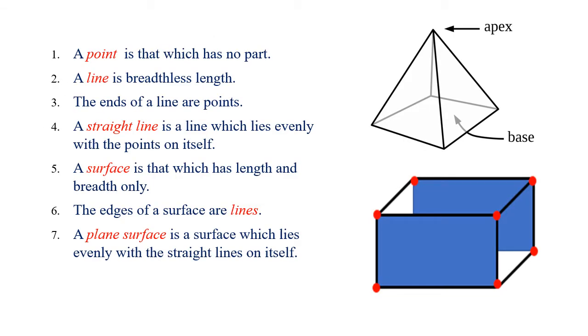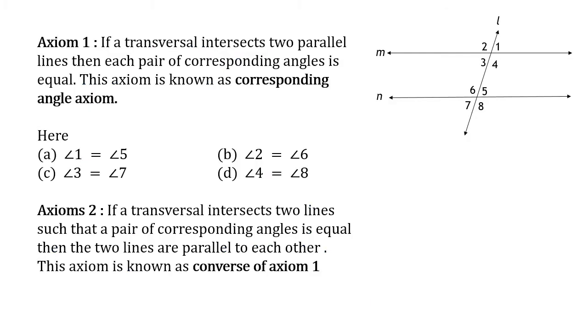Now these are Euclid's postulates: a point which has no part, a line. These are not usually asked in the exam, but just for the sake of revision, it is shown here. Now the axiom, the important axiom.